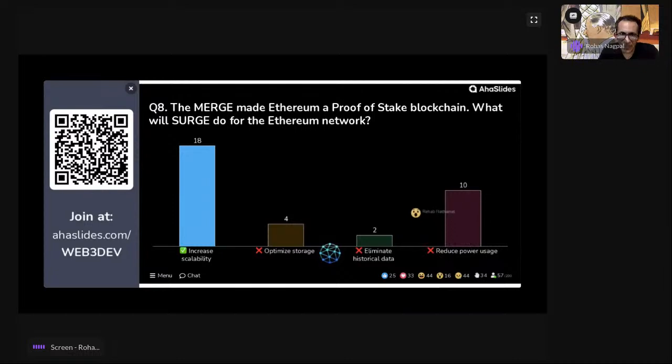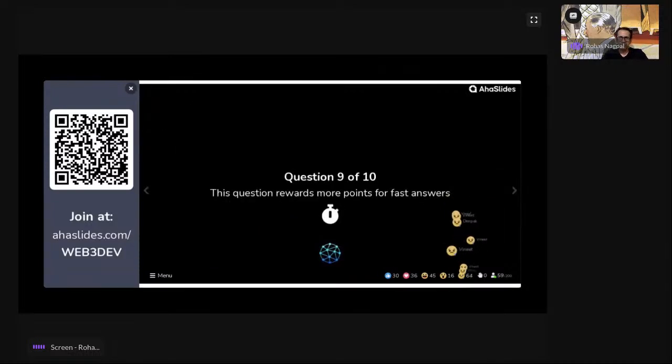Oh, awesome. Majority did get it right. It's going to increase scalability. So it's not doing anything about storage. That would happen in sharding much later. And it's not obviously going to eliminate historical data. You can't do that. And power usage has already been reduced in the merge. So by going from proof of work to proof of stake, power consumption has gone down by 99%. Next step, surge is going to increase scalability. So majority of you got it right. Awesome. Let's go to the second last question.